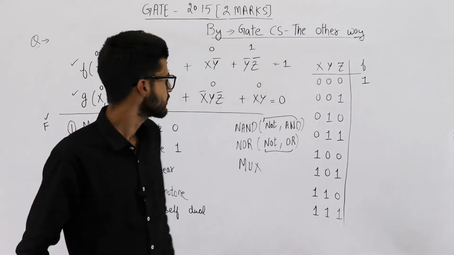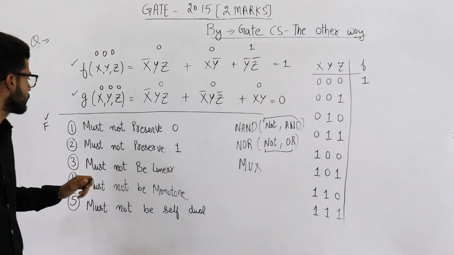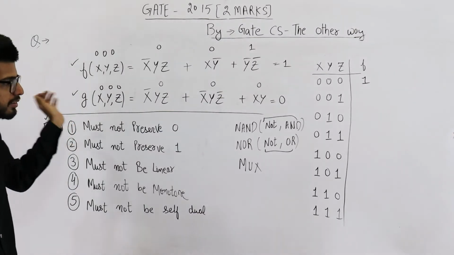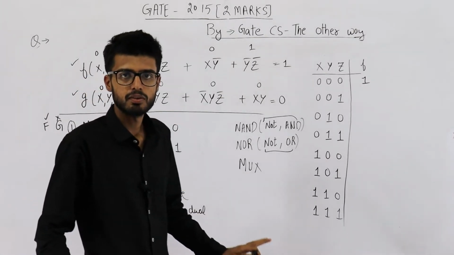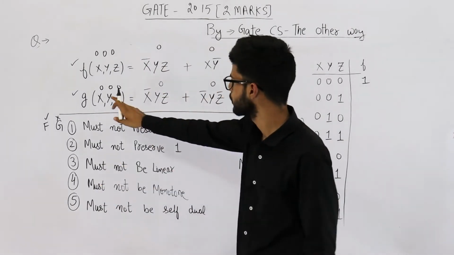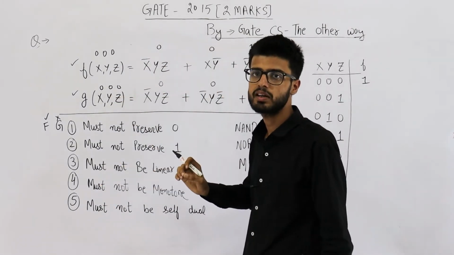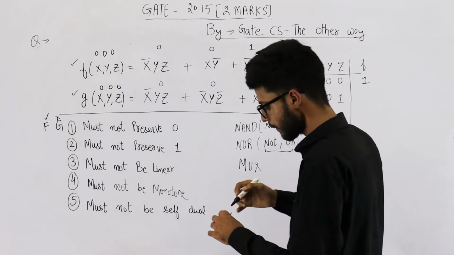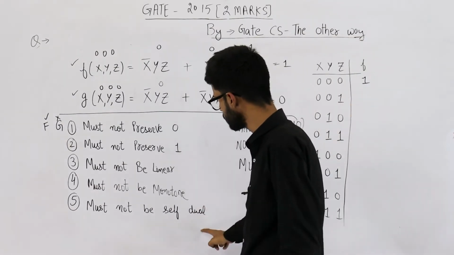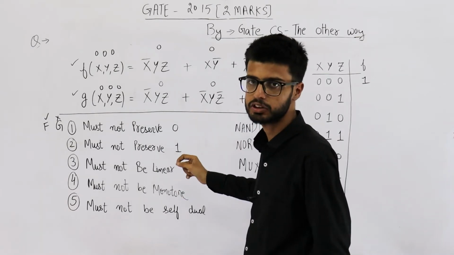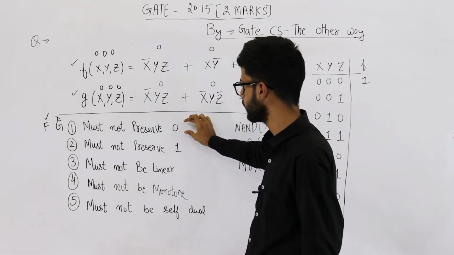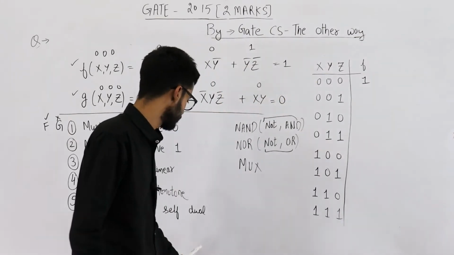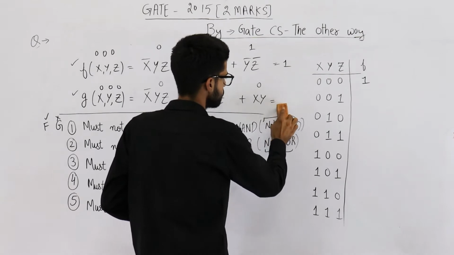But what we want is it must not preserve 0. So G fails this first property. That means G is not functionally complete. So with just substituting 0, 0, 0, we can declare that G is not functionally complete. That means you need not check these 4 properties for this function G. Just if any one property fails, you can declare it is not functionally complete.